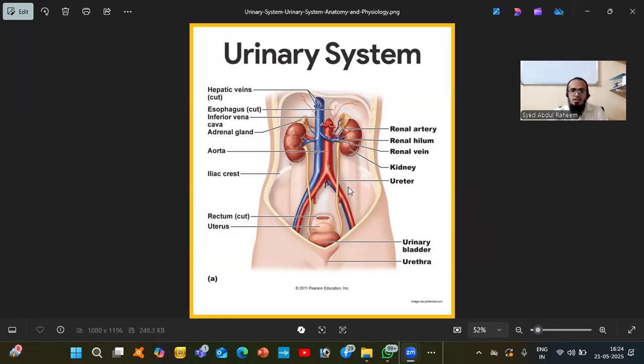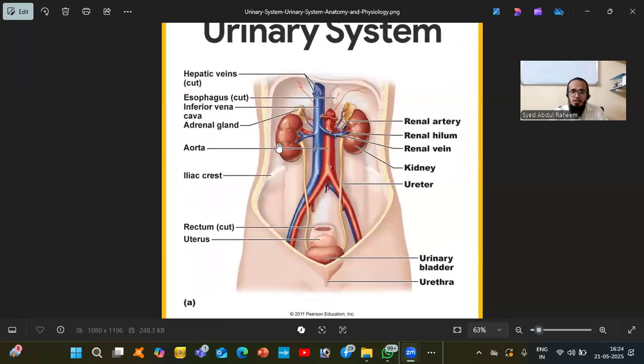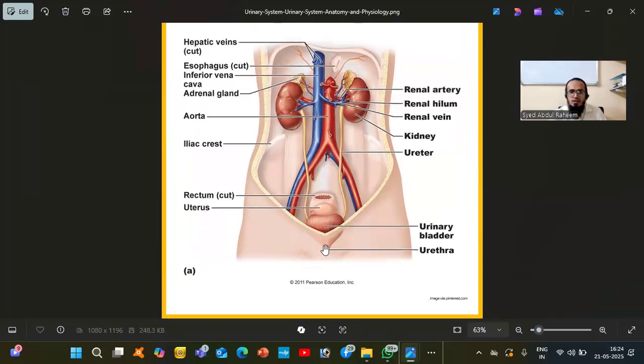So basically, in the urinary system, the main organs are, first, the kidney. Next, we have the ureter. After that you have the urinary bladder, and after that you will get the urethra. So the main organ is the kidney, and the others will store and excrete the urine.